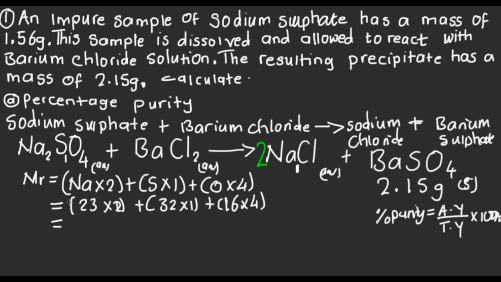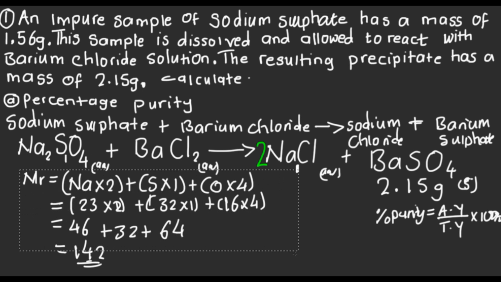So 23 times 2 is 46, plus 32, plus 16 times 4, getting 64. Then 64 plus 32 plus 46, I'm getting 142. So this 142 is the relative formula mass for sodium sulfate. Now let's find the relative formula mass for barium sulfate.